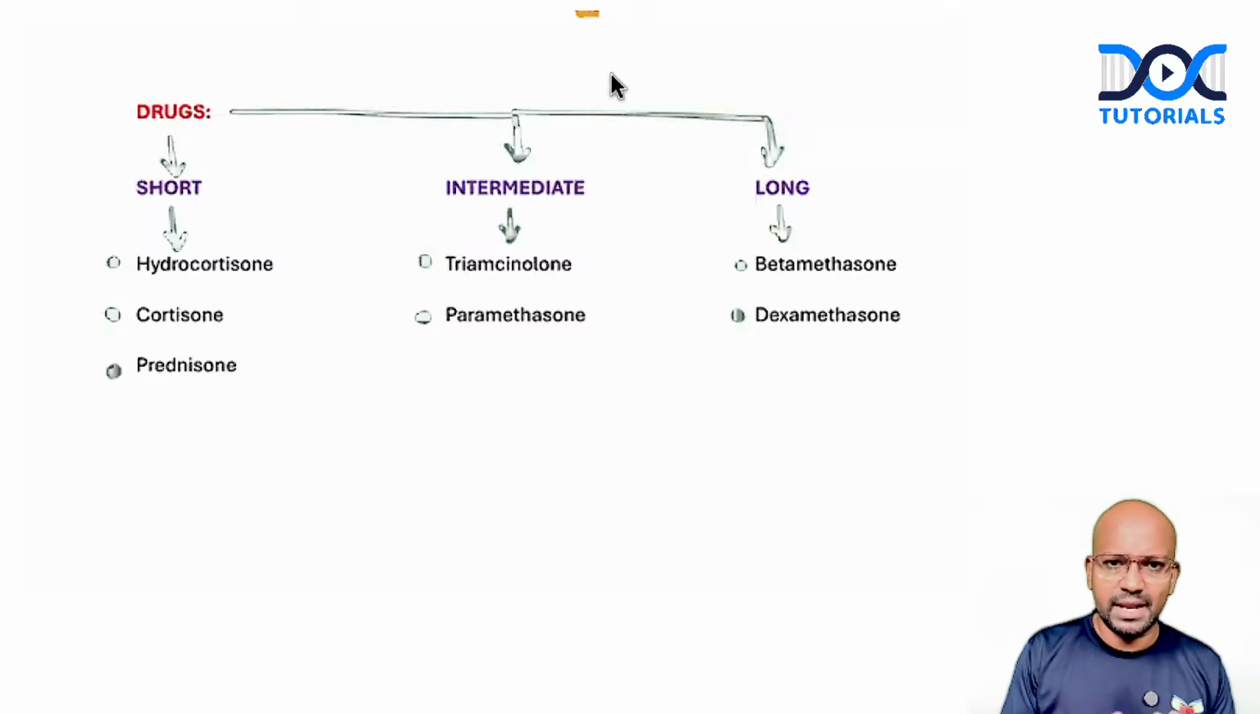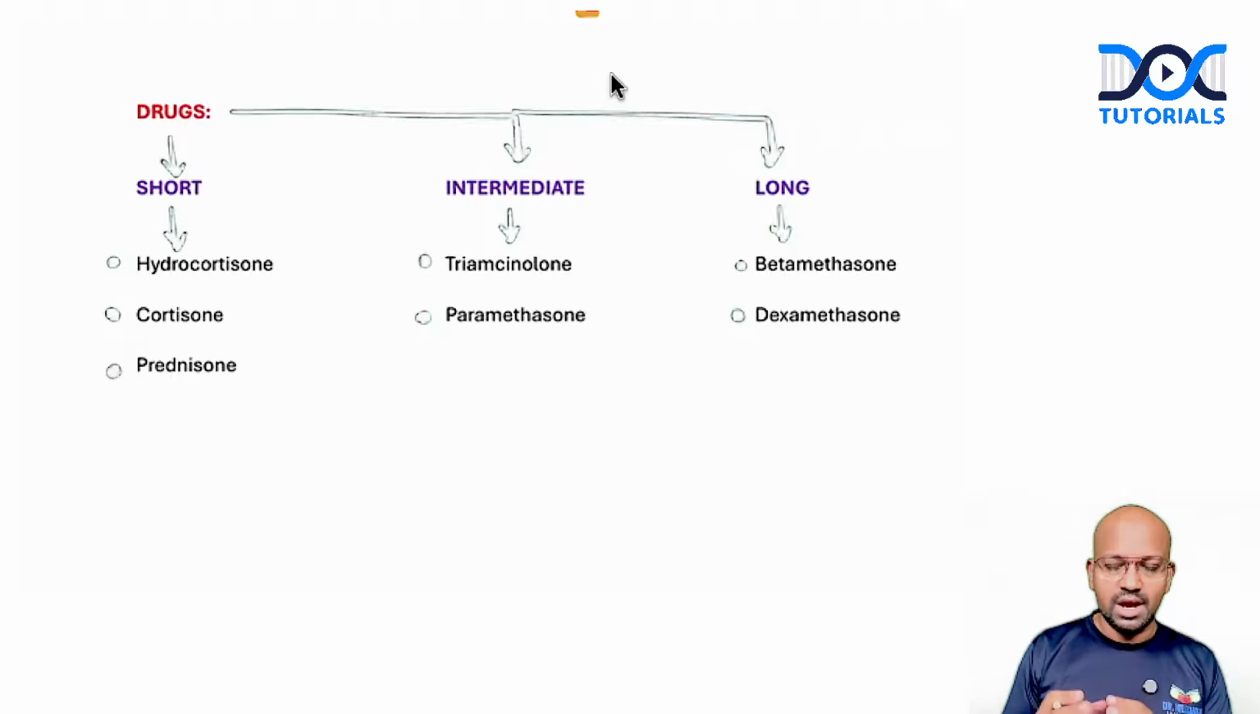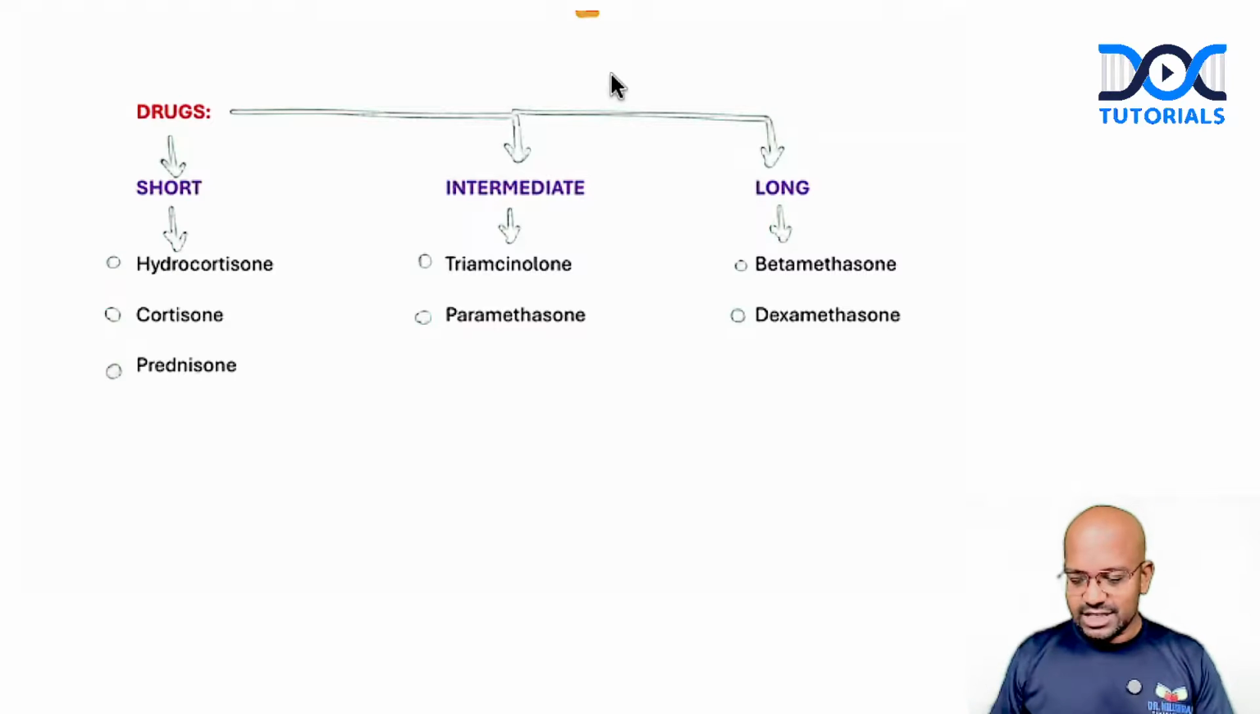Some books are classifying paramethasone as a longer-acting one, but paramethasone is not that much longer-acting as compared to betamethasone and dexamethasone. So these two drugs will be included under long-acting agents. These are the classification of these drugs.